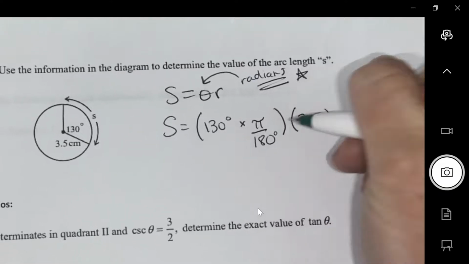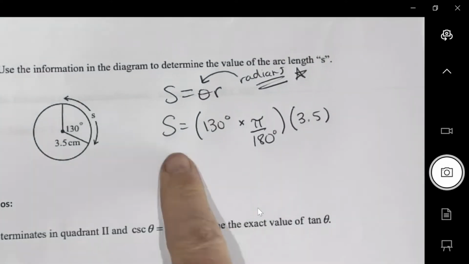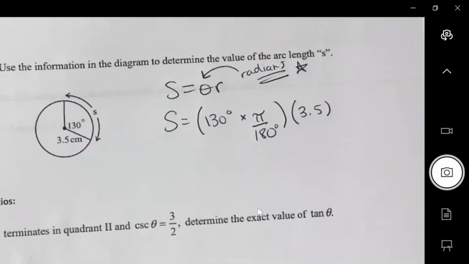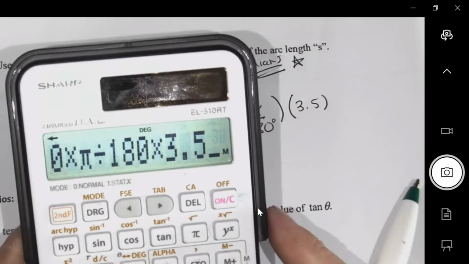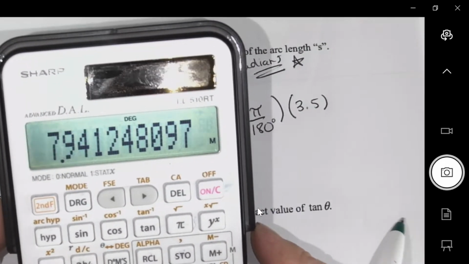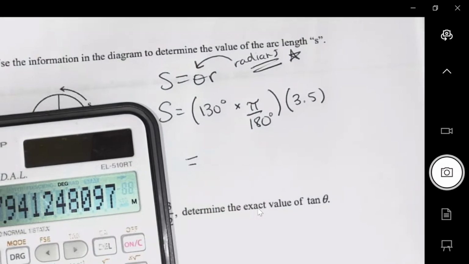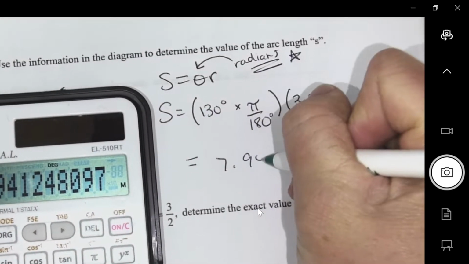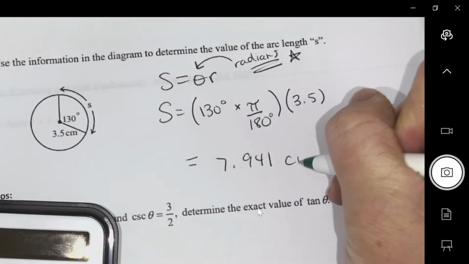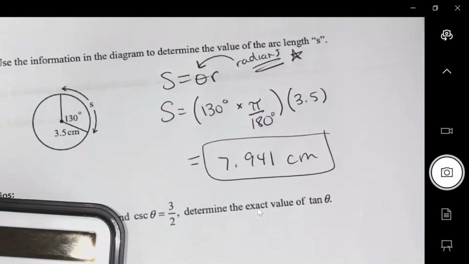Pi over 180. Okay, I'm actually going to do this all at once in my calculator. I'm going to times pi, divide by 180. So I just typed all at once. How many decimals am I expecting you to go to? 3. You can go to 4 if you want. That's even better. So that is the arc distance.